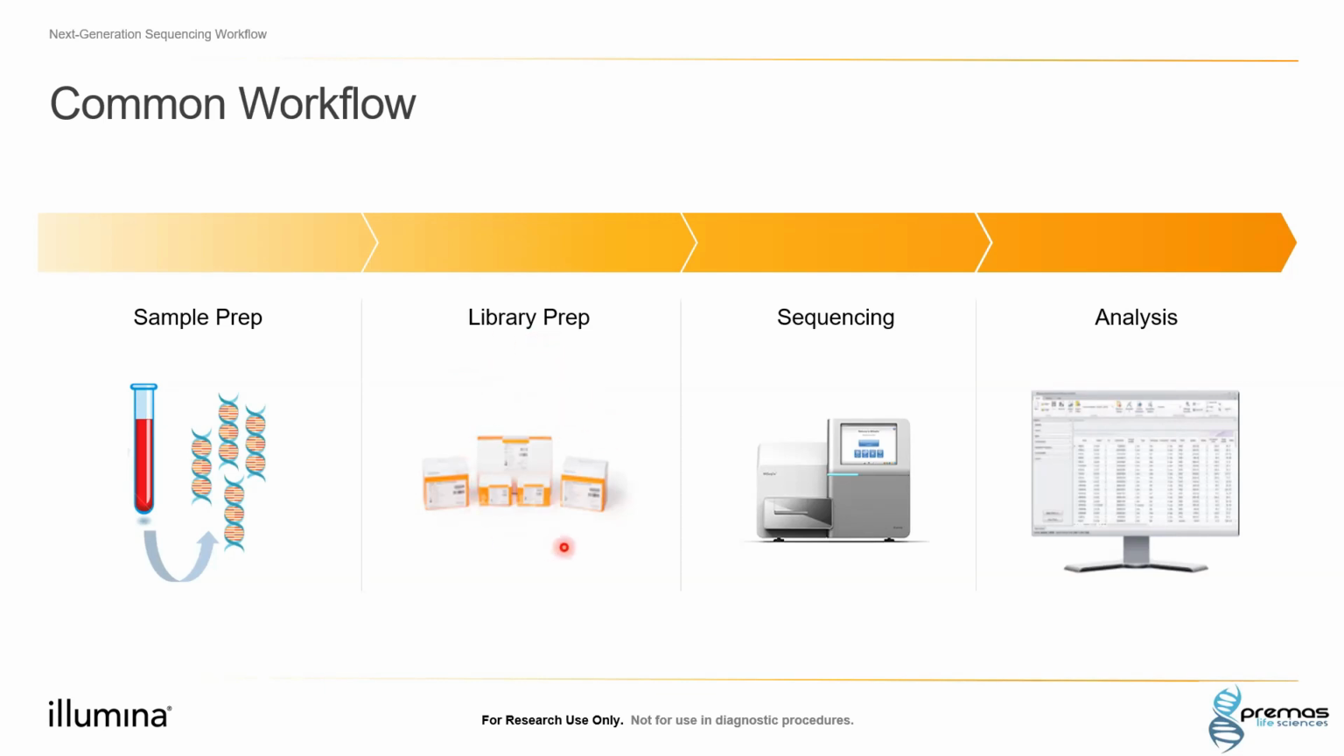Then when you are ready with your library, it goes on to the sequencing, and the sequencer will basically do your SBS, sequencing by synthesis process, and generate data. It will read each nucleotide individually in each fragment, and then you will have your data that can be analyzed as per your need. So this is the common workflow.